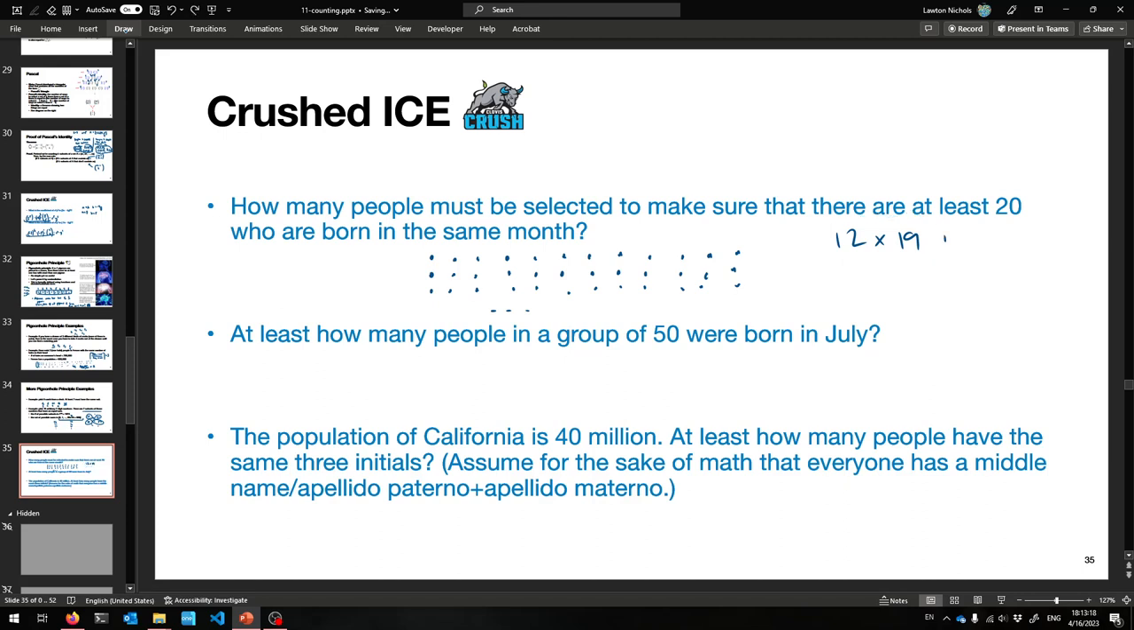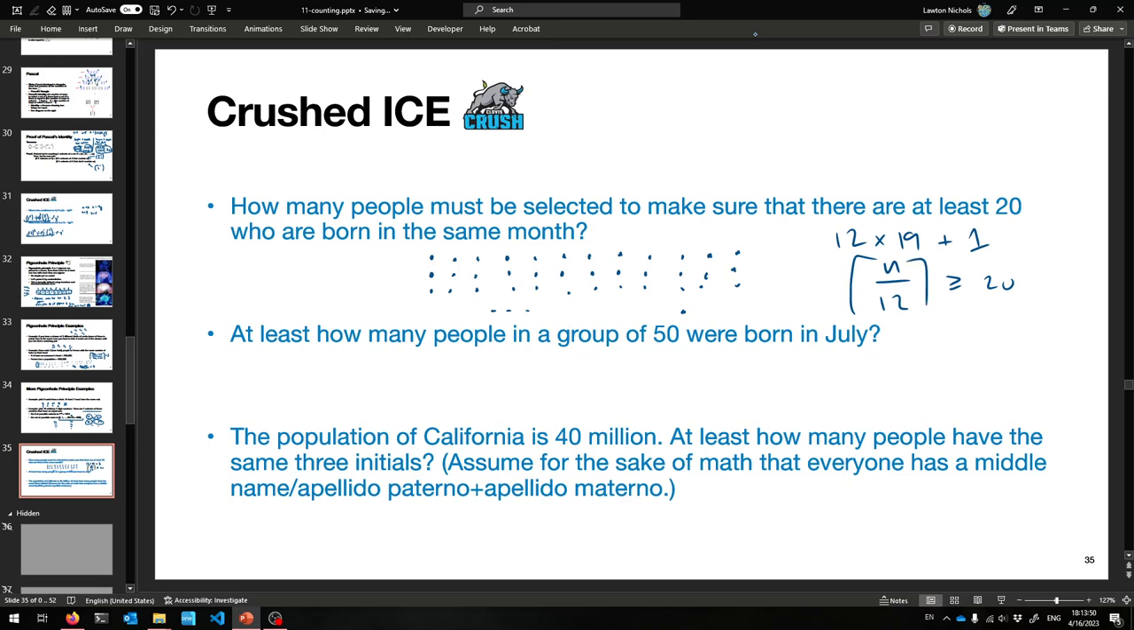And then you use the pigeonhole principle. You add just one more person, and they would have gone to one of these months, and that will make the 20th person for one of those months. See that? That's the worst case. And so really what we're looking for is the number n such that, if you spread them all out by 12, this number is greater than or equal to 20, where you take the ceiling, by the way.